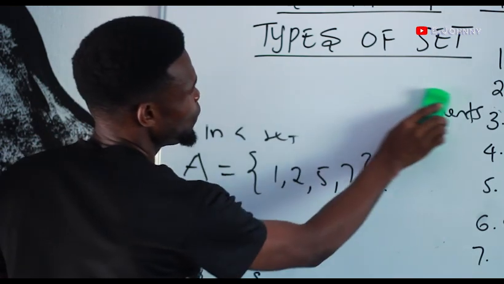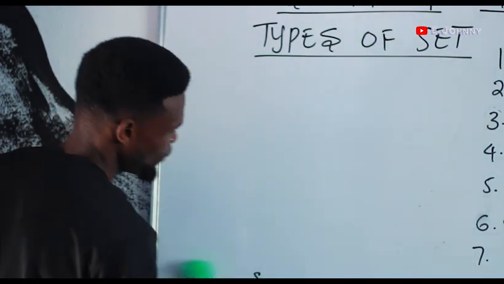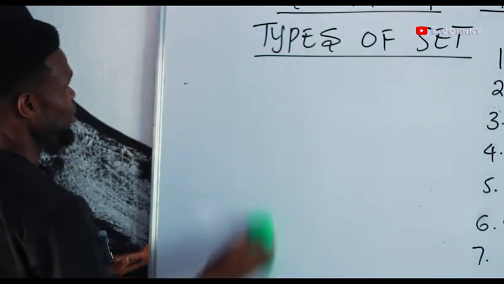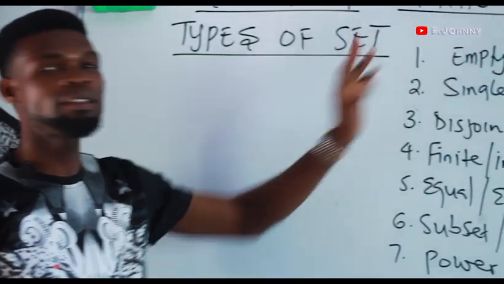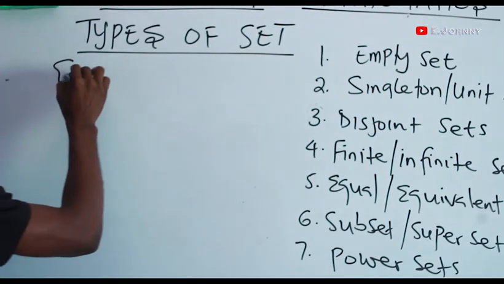Now we want to look at them one after the other. Please don't forget, it's just story, but then very simple. So as the name implies, the first one there is empty set. Empty set.